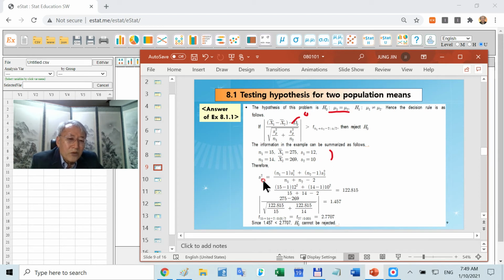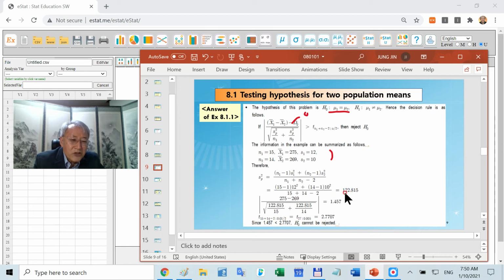Therefore, the pooled variance is a weighted variance, in this manner. You have samples of 15 and 14, and because we use 15 minus 1 and 14 minus 1 to calculate the variance, you multiply by n1 minus 1 and n2 minus 1. It is some kind of weight. Okay? It becomes 122.815. Can you see that the first sample variance is 144 and the other is 100, so the pooled variance is somewhere in the middle, right?